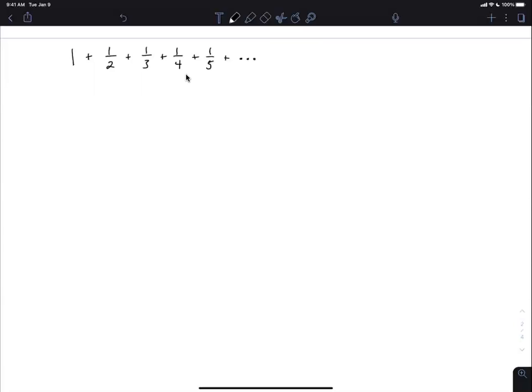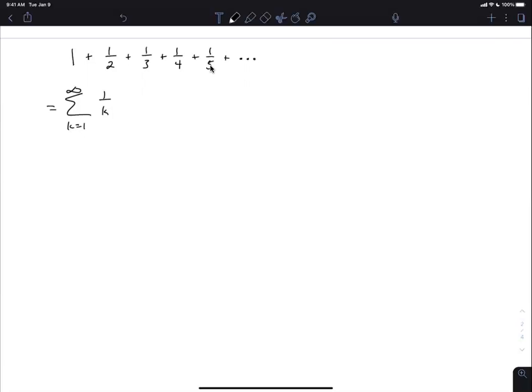If I wrote it this way, it should not be a big stretch to understand we could write it like that. Does everybody kind of see why? We don't start at 0, because 1/0 would be undefined, but it's 1/1, and then 1/2, and then 1/3, and then 1/4, and then 1/5. Does everybody understand that?